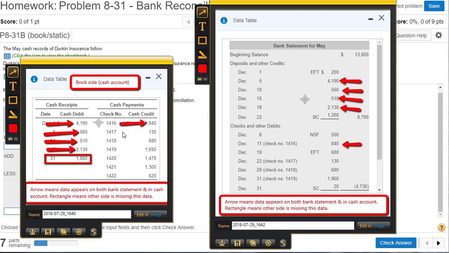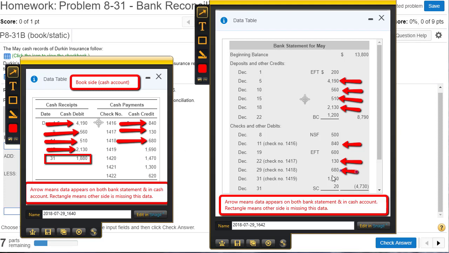Then we've got check 1417 for 130. Check. We've got check 1418 for 680. Check.